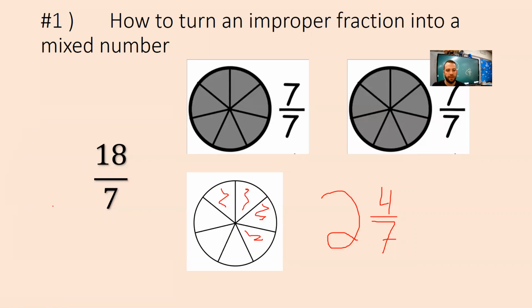2 and 4 sevenths. And remember, the way that we do that is we count by sevenths. We say 7, 14. We can't go 3 because that would be 21. So you put 2 down. That's 14. 15, 16, 17, 18. There's 4 left. 4 what? 4 sevenths. So that's how you come up with your answer.